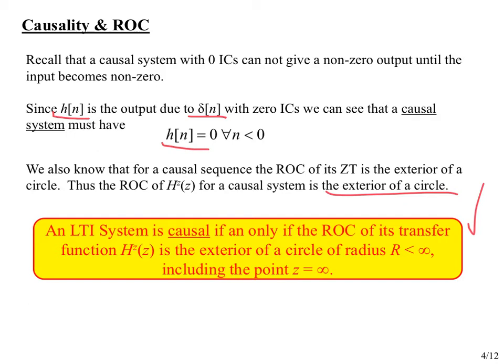And then we get a little technical here to nail everything down. So we assert that the circle must have a radius r that's finite, and that exterior must include the point z equal to infinity. So we've seen situations where z equal to infinity is excluded, but we can't do that here. So we now have a very simple way of looking at causality just from looking at the region of convergence of the transfer function.